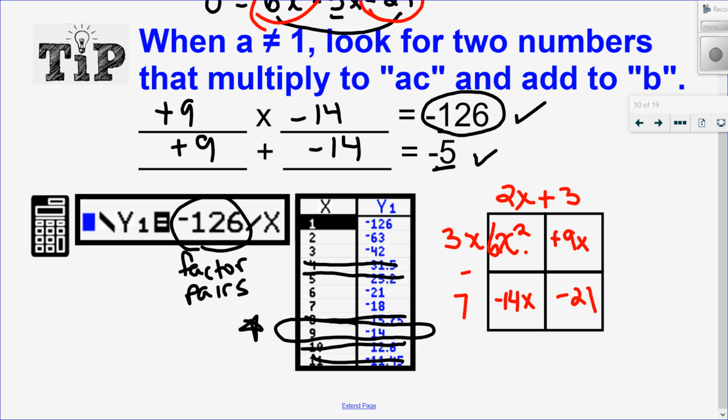2x times 3x is 6x squared. 3 times 3x is 9x. 2x times negative 7 is negative 14x. And 3 times negative 7 is negative 21. So I know I factored it correctly. And now I just have to put it together.